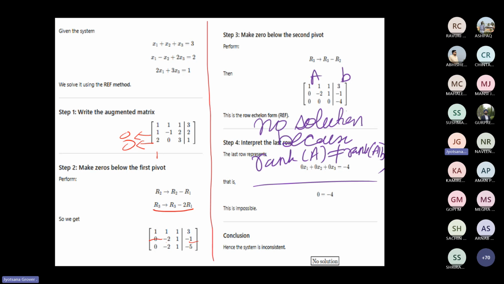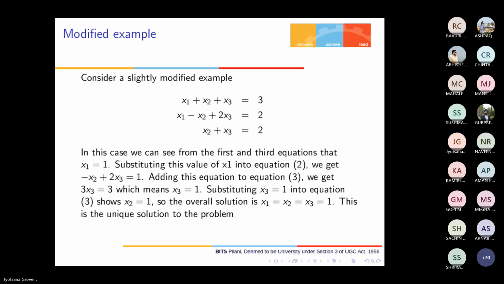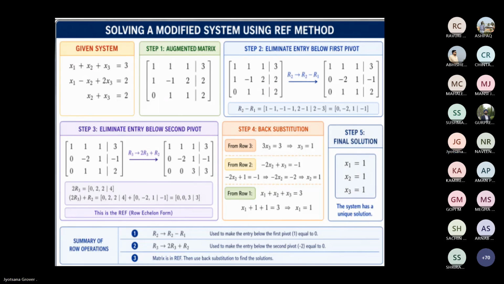Okay, now moving ahead. Now we have a new example. See, this is the given system of equations. This is my augmented matrix. This is my A, this is your B, 3, 2, 2. These are coefficients. So again, I have to convert it into REF form. Step 1, I'm done. Step 1 is just the construction of the augmented matrix. Doubt.